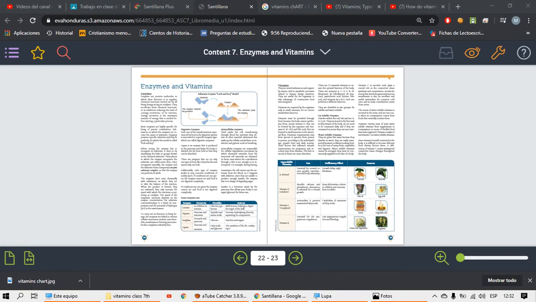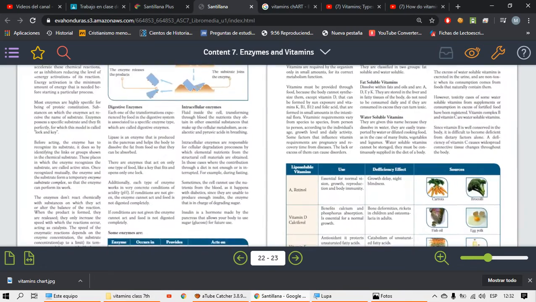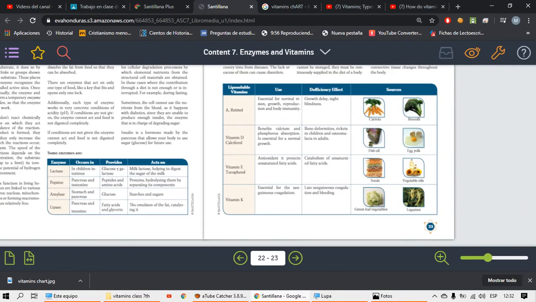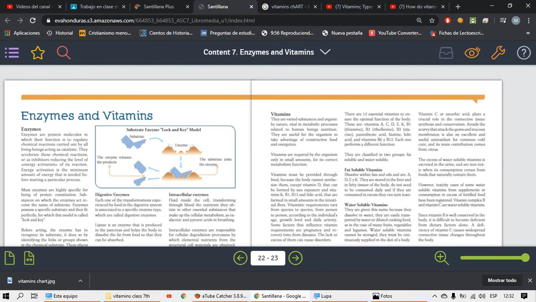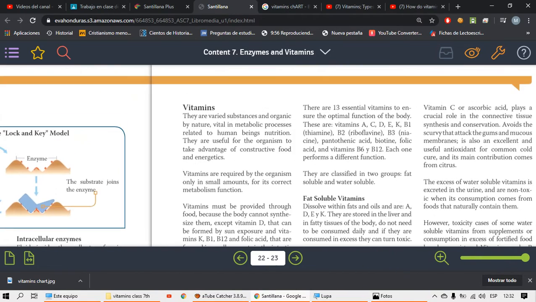As you remember, I told you that today we will continue in our book. You can go to page number 23 and let's speak about vitamins. All right, let's zoom in.